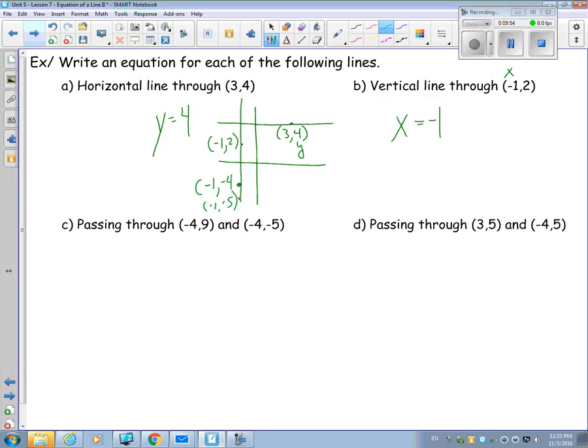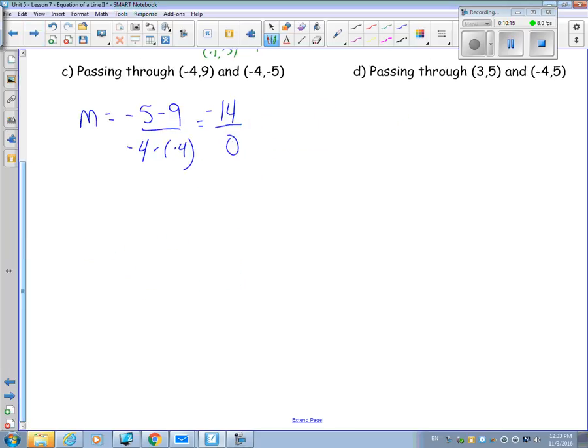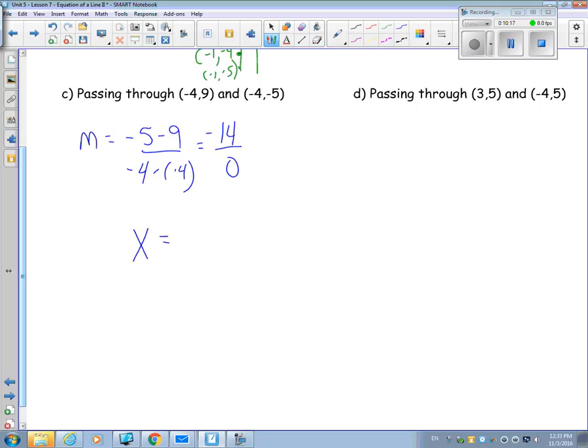Okay, part C. It's got to pass through 2 points. Well, usually when we find a line passing through 2 points, we find our slope. So negative 5 minus 9 over negative 4 minus negative 4 gives me negative 14 over 0. Oh, I can't divide by 0. That's weird. Okay, what does that mean? It means it's a vertical line. What you maybe had noticed in the question is your x values are the same. That is the hint that it's a vertical line through negative 4.